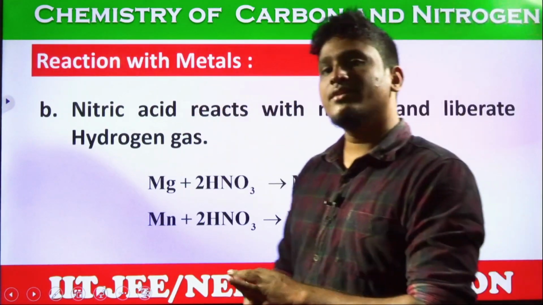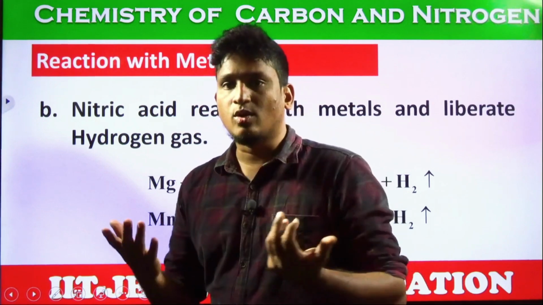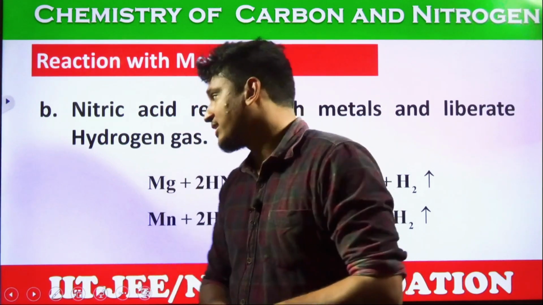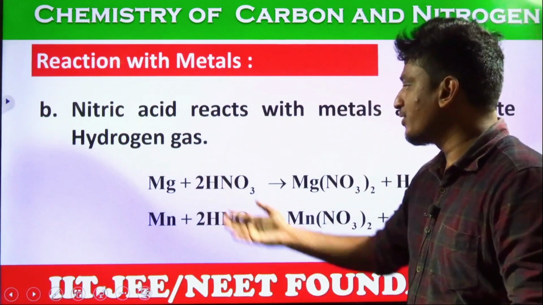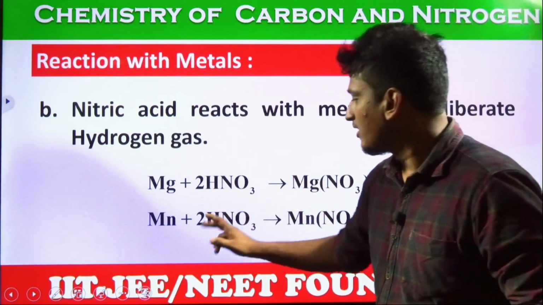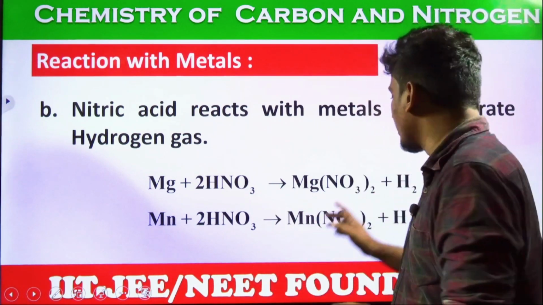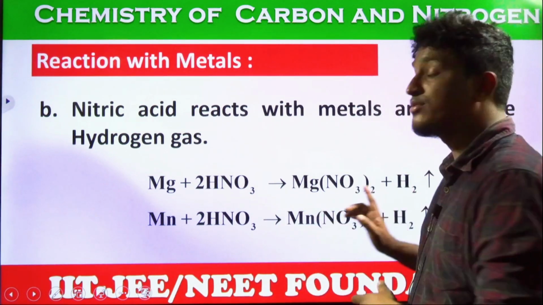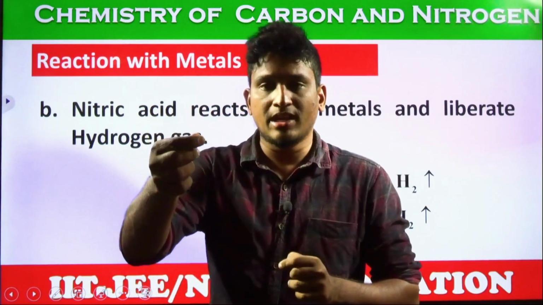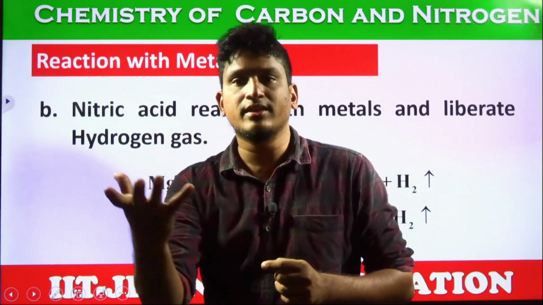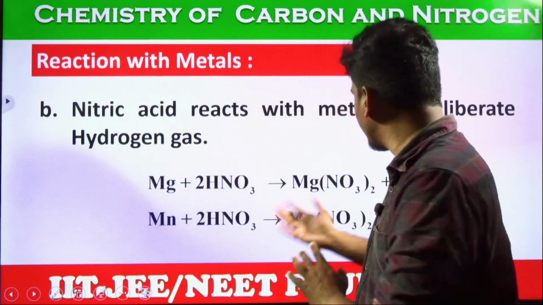So next, reaction with metals. Like all acids, they react with metals and liberate, what is a common gas? They liberate hydrogen gas. So same here, nitric acid also reacts with magnesium, producing magnesium nitrate salt. And here we have manganese nitrate salt. And what is the gas getting released? Hydrogen gas. What is the identification technique for hydrogen gas? When you keep a flame near the hydrogen gas, it is put off with a pop sound. Yes sir, that's the identification technique for the release of hydrogen gas.